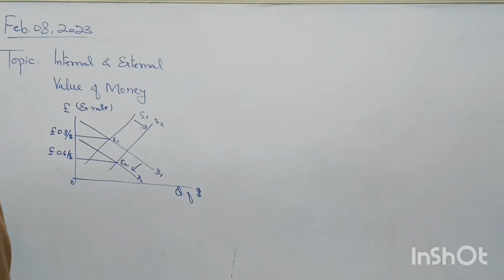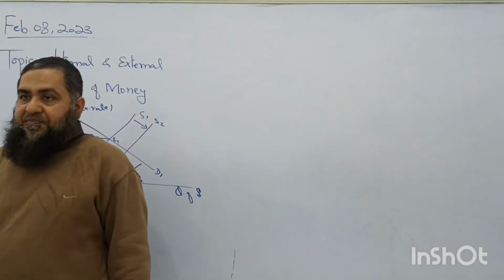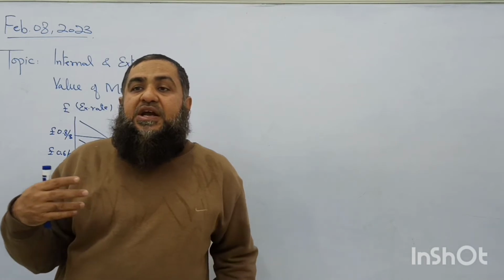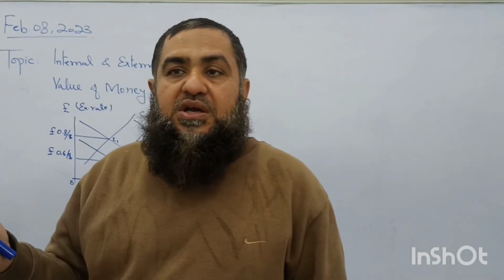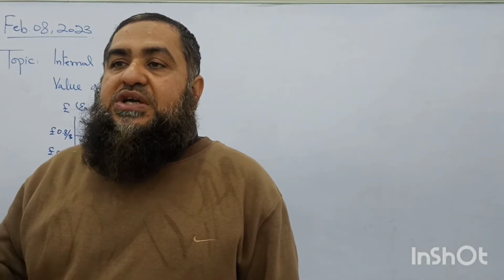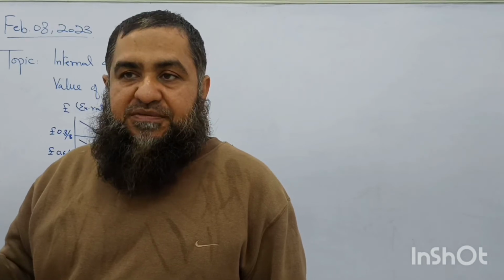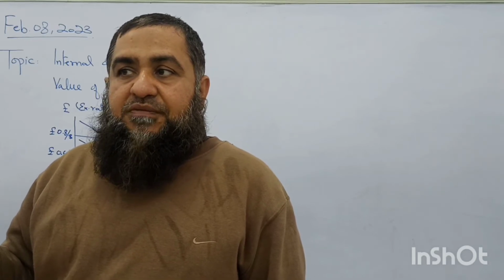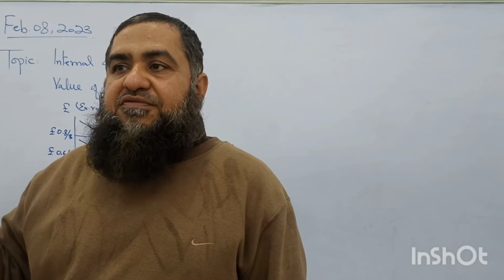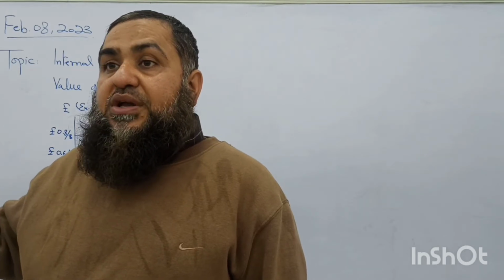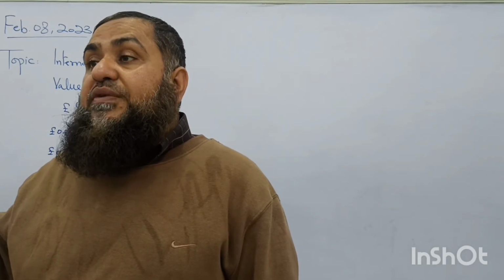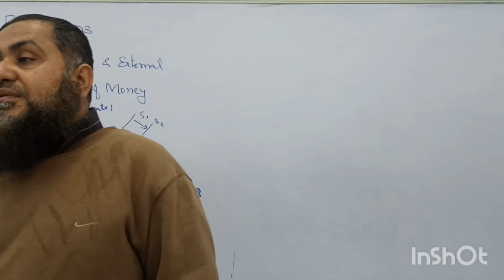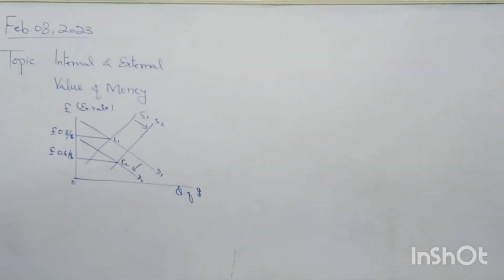Suppose there is going to be demand pull inflation in the country. If aggregate demand shifts rightward, that means more goods and services are demanded by the people of the country. So when more goods are demanded, the firms will be hiring more workers. So when they are hiring more workers, unemployment will fall. Okay, this is the demand.